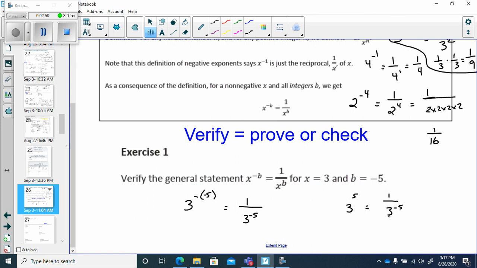And when I've got a negative, I'm going to flip it back over. This negative, it's always going to put it on the other side: if it's in the denominator, it'll be in the numerator. If it's in the numerator, it will be in the denominator. That would be 3 to the 5th. Okay?